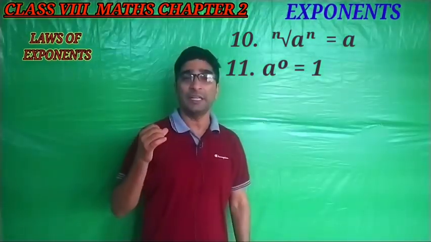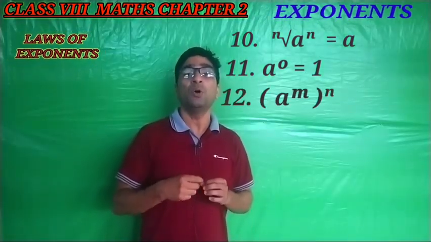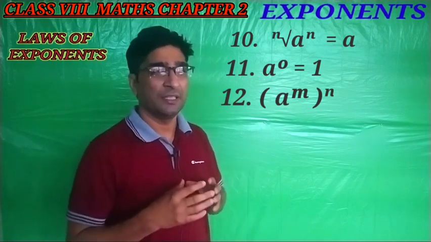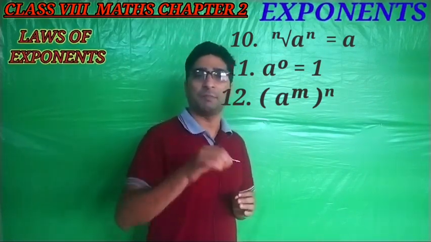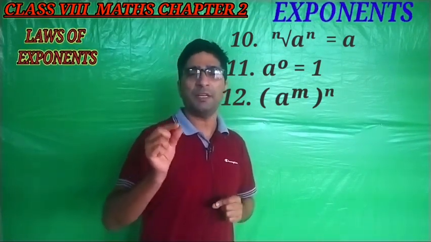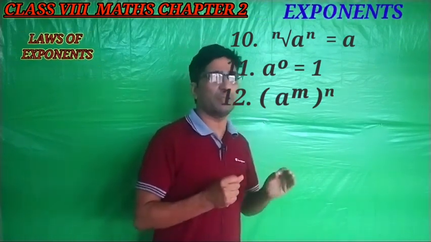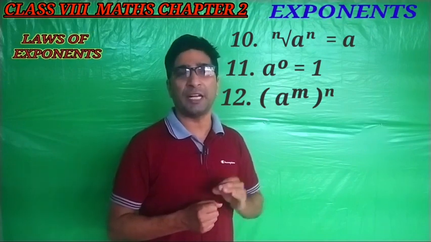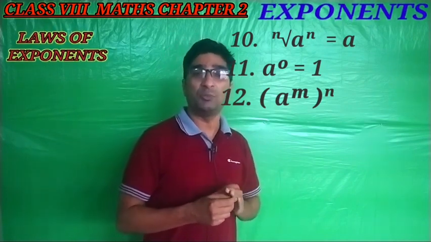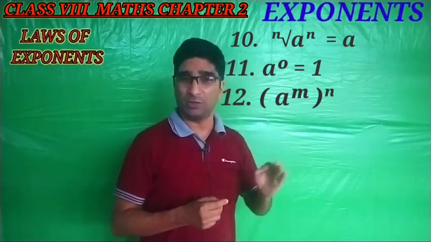A to the power m whole to the power n. Power and power, that means power upon power. Then what will happen here? Here both the powers will be multiplied. That is a to the power m whole to the power n is equal to a to the power m into n, that is a to the power mn.